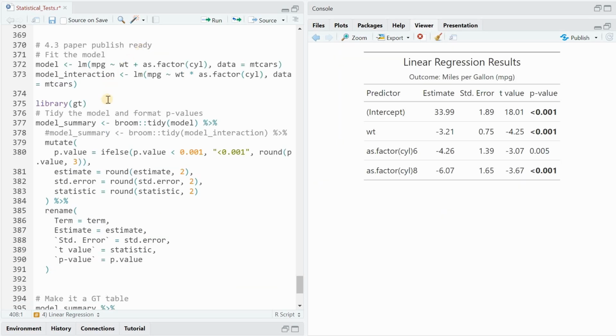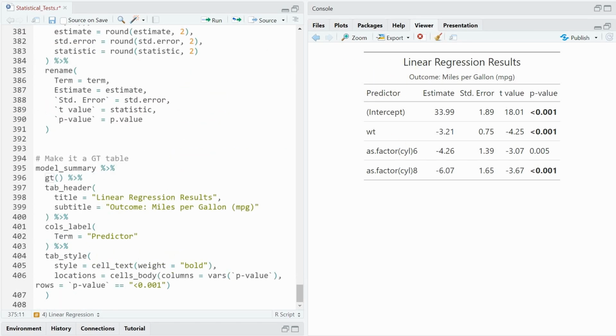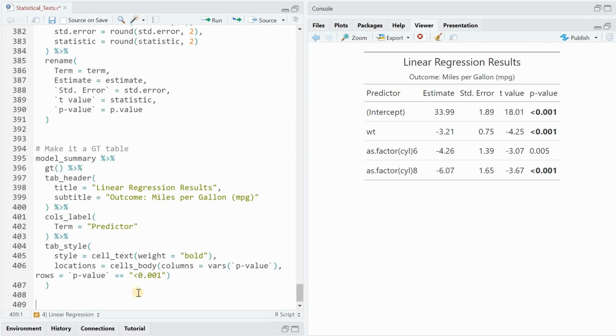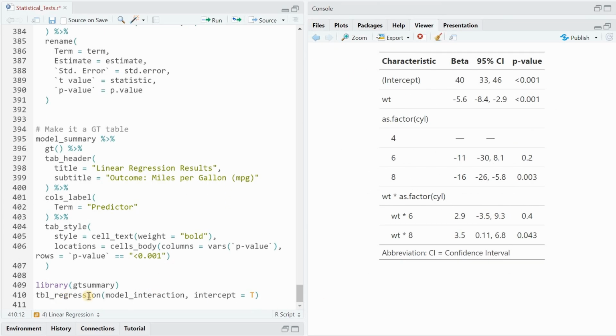And just so that you know these options exist, there's the gt package that allows you to create publication-ready tables of your linear regression results. Here's the code for that. There is also a package called gtsummary that makes the whole process even faster. So here you get a nice table with the intercept and then the estimates and confidence intervals and significance scores of the different estimators and the interaction effects.